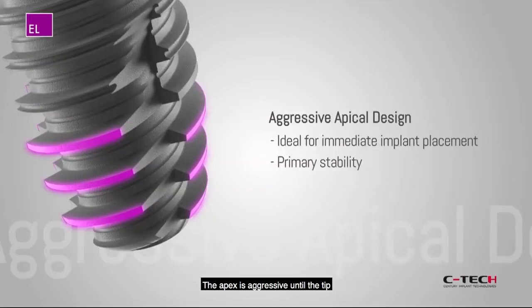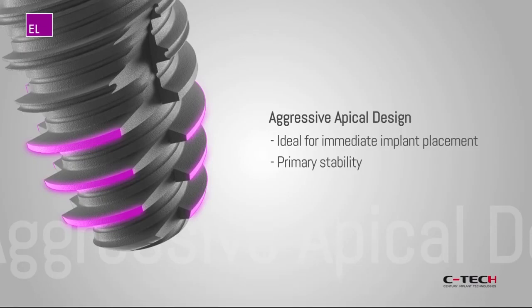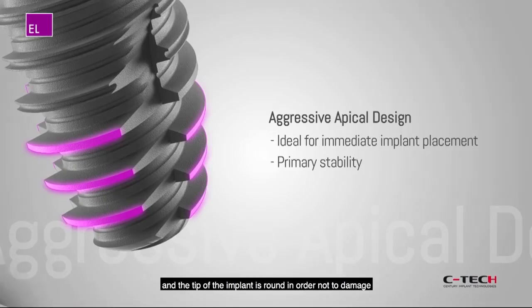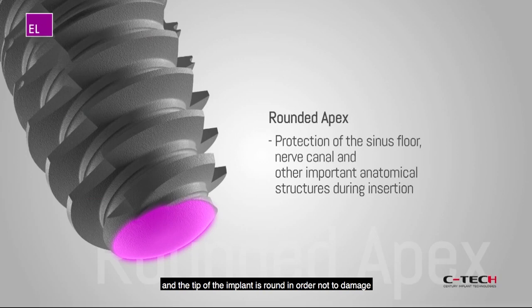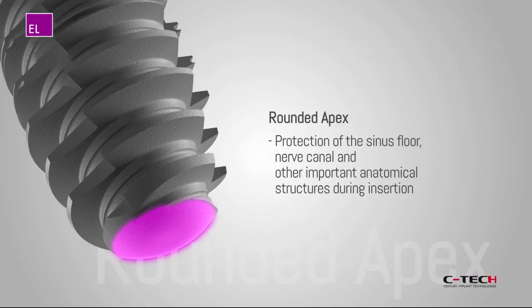The apex is aggressive until the tip of the implant in order to facilitate the insertion of the implant in the extraction socket, and the tip of the implant is round in order not to damage important anatomical structures, or to cause bone parts which can damage the nerve in the mandibular canal, and also to be protective in the sinus region by the membrane.